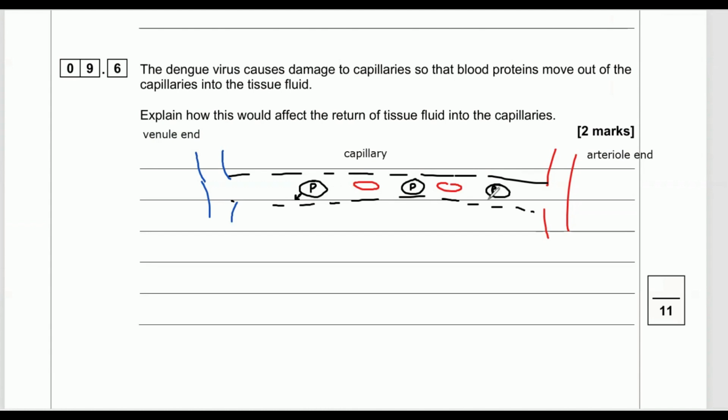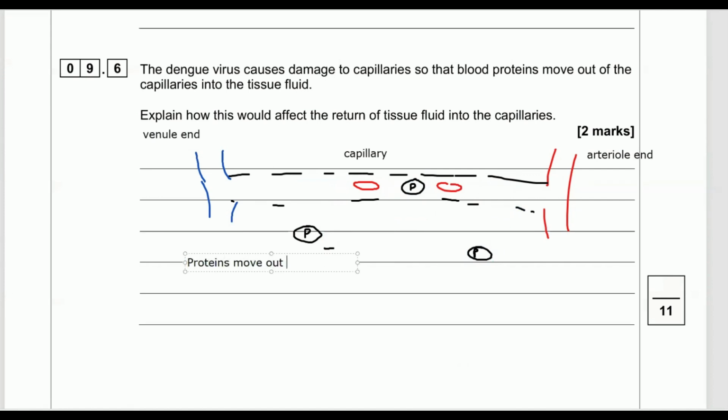And water moves out into the tissue fluid because proteins normally cannot fit through the gaps in the capillary walls. They can't fit through those fenestrations. However, damage to the capillaries has made the gaps bigger. Look, I'm dragging some of the proteins down into the tissue fluid. Oh, I can't get that one. That's an annoying protein. Right, let's drag that one down. Okay, so the damage to the capillary walls allows the protein into the tissue fluid.